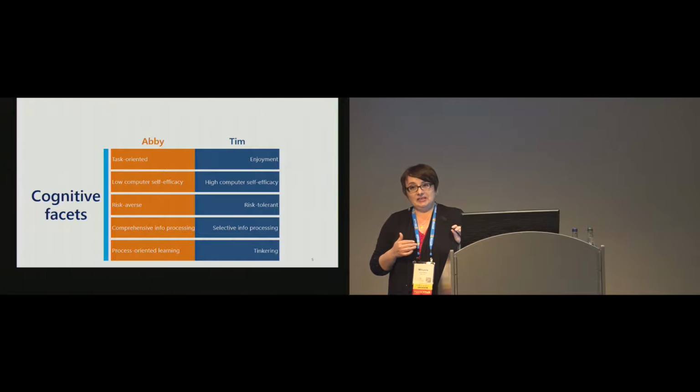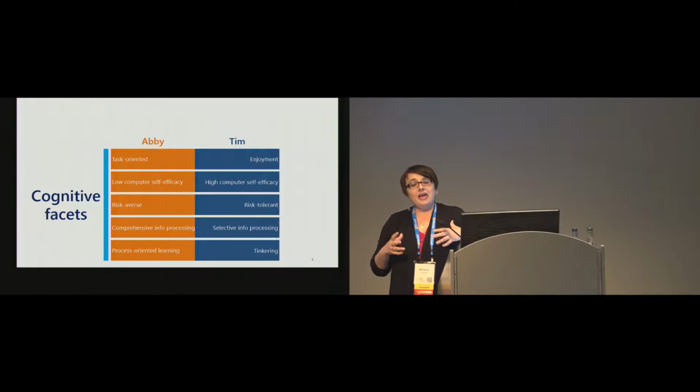In this presentation, we're going to refer to these clusters as the Abby values on these 5 cognitive facets versus the Tim values on these 5 cognitive facets. Abby and Tim are the names of my cats. No, just kidding. Abby and Tim are 2 of the 3 personas that GenderMag offers in their toolkit that you could download from the website if you're interested to run a GenderMag analysis.